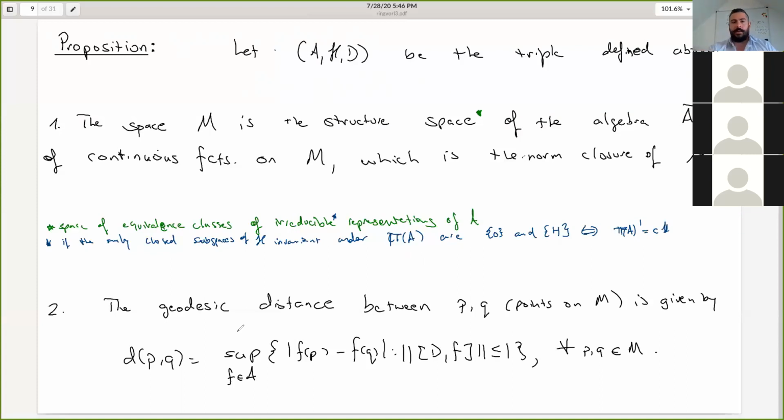So you see here, I'm talking only about algebras, structure spaces. The structure space is a space of equivalence classes of irreducible representations of A, but don't mind that. The important thing is, I'm talking here about an algebra, okay, with a norm. Here, I'm talking about the geodesic distance, which does not incorporate anything related to geometry in a strict sense.